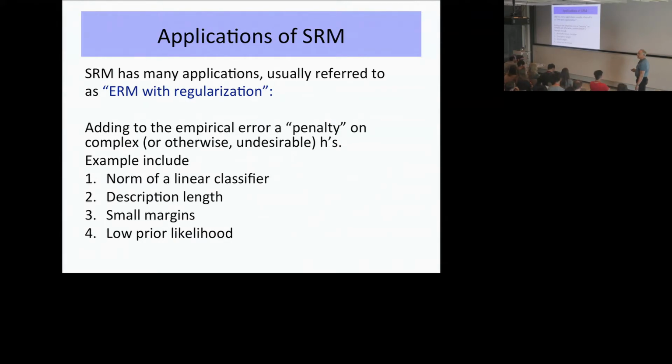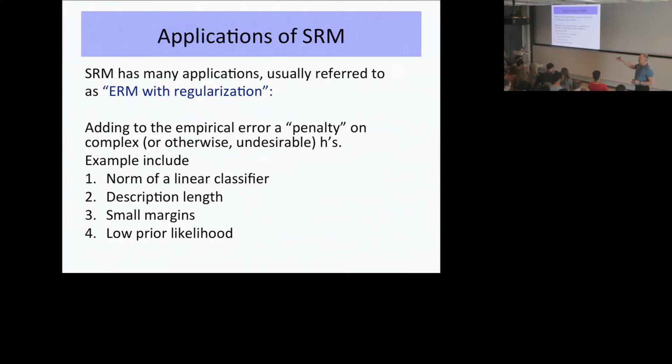I give advantage to short descriptions, and I'm willing to sacrifice error on the training sample for getting a concise description, a concise theory. Or it could be small margins, or it could be low prior likelihood. If I have in advance a notion of which explanations are plausible and which are not, then for a plausible explanation, I'm willing to pick it even if it makes some error.